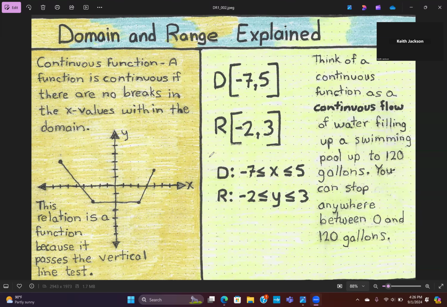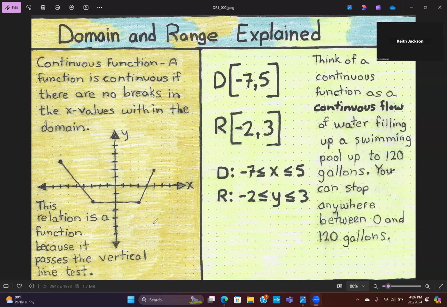Right now, you're looking at the second video in a series of videos related to the concept of domain and range. And right now, you're looking at a continuous function right here. A function is continuous if there are no breaks in the x values within the domain. Think of a continuous function as a continuous flow of water filling up a swimming pool up to 120 gallons. You can stop anywhere between 0 and 120 gallons. A continuous function doesn't have distinct points, only the ones at the end and at the beginning.